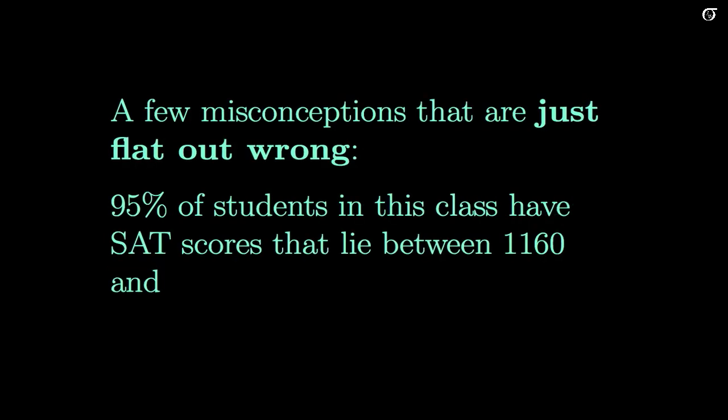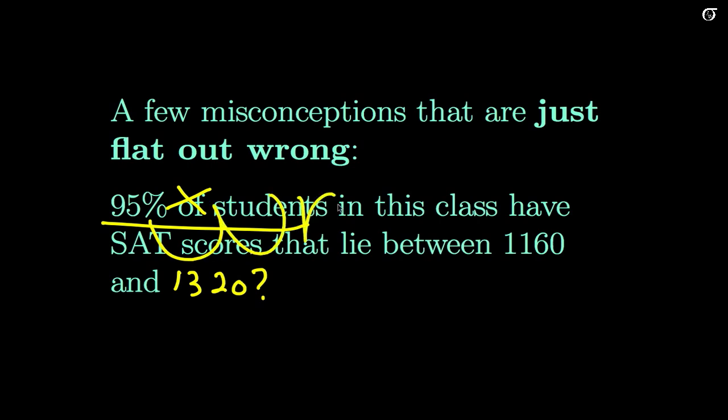Now, there's a lot of ways of misinterpreting this, so let's look at a few of those. A few misconceptions that are just flat out wrong. Can we say that 95% of students in this class have SAT scores that lie between 1160 and 1320? Well, can we? No, we can't. We're not saying anything about the percentage of students in this class that fall between those two values. We're talking about the population mean. And so this is just flat out wrong. We cannot say that kind of thing.